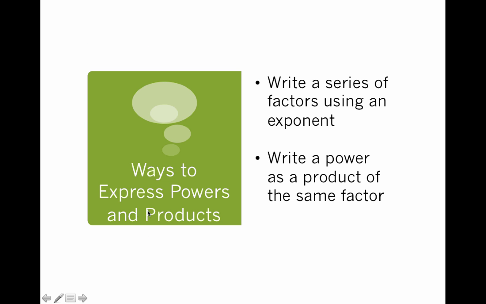When you're working with exponents, there are two ways to express powers and products. The first that we're going to go over is to write a series of factors using an exponent. Sometimes you'll see this as example directions on a quiz, test, or a worksheet that you're working on. If you're writing a series of factors as an exponent, you might see something like this. You might see a problem that's 4 times 4 times 4 times 4 times 4.